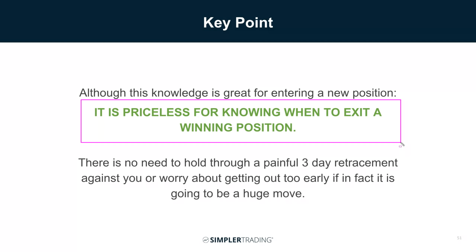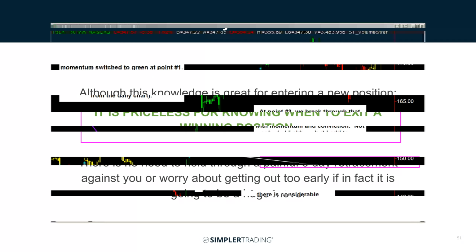You never know if the trade you're in, you're gonna lose a point, make a point, or make 10 points. But with this, it tells you what's happening right now. So you're like, oh, cool, it's green. I'm just gonna hold on, right? So there's no need to hold through a painful 3-day retracement against you or worry about getting out too early if a big move, okay?